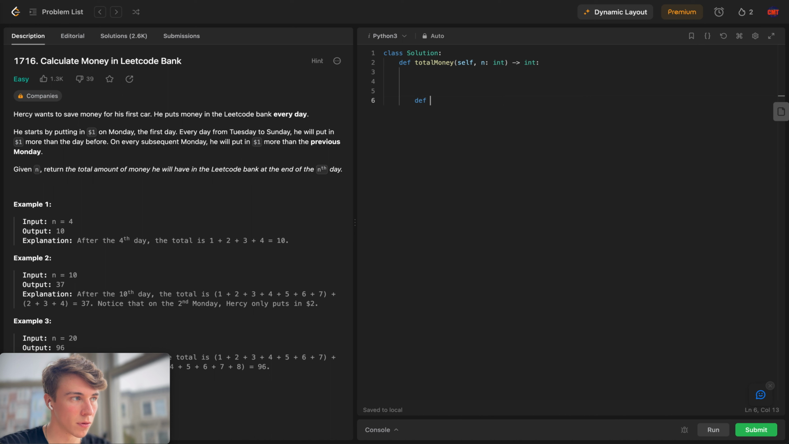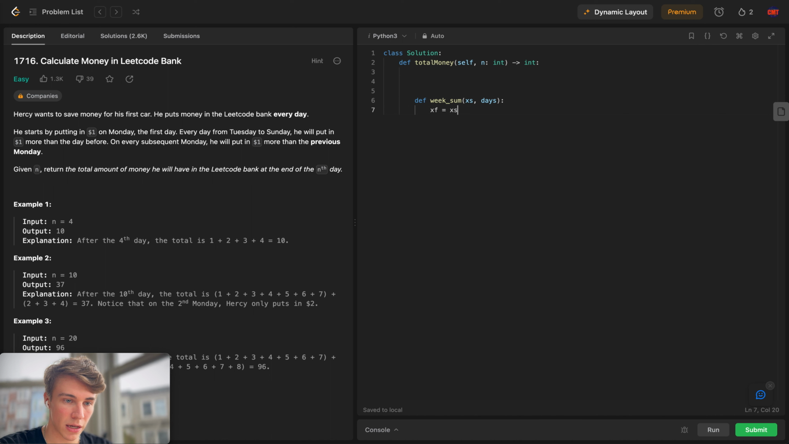Def week sum, and I want some parameters in here. I want xs, which is just the start, and then I want the number of days in the week that we have. There are always going to be 7 days, so what is going to be xf that we want?